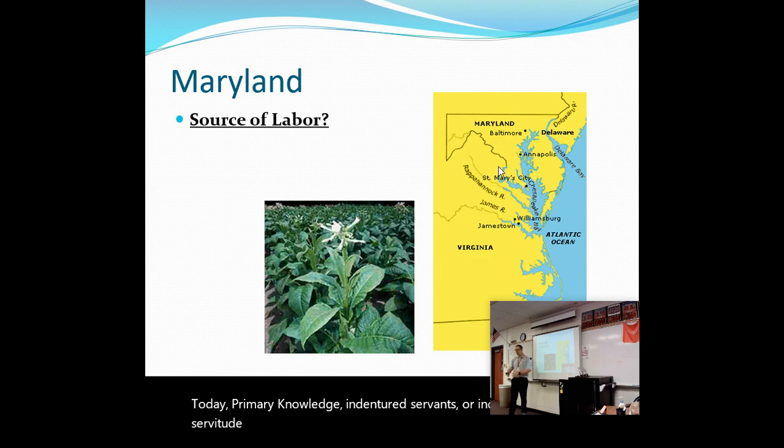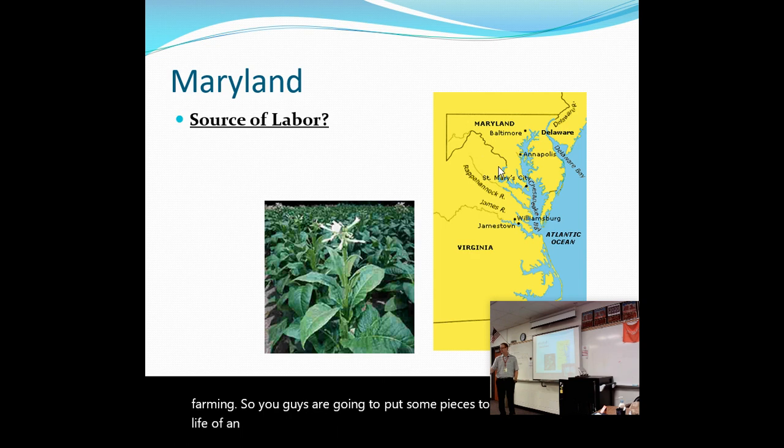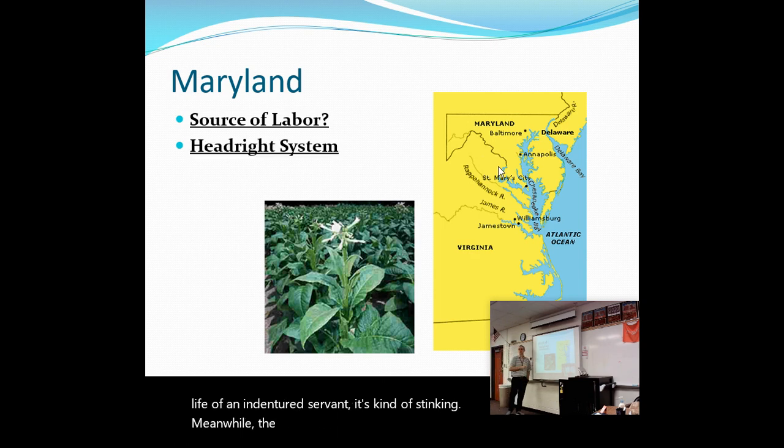I'm going to have to preview this and foreshadow something, but the life of an indentured servant stinks. They're first off lucky to survive their 4 to 7 years. If they do survive it, they get some bad land in Indian country that's probably destroyed from prior tobacco farming. So you guys are going to put some pieces together that the life of an indentured servant is kind of stinky. Meanwhile, the rich get richer.